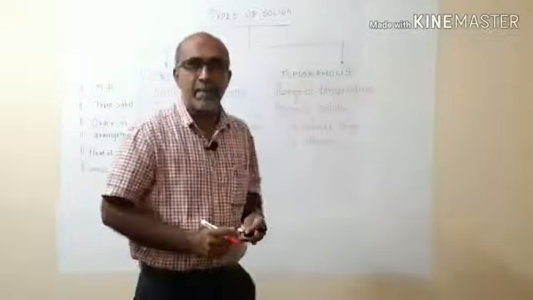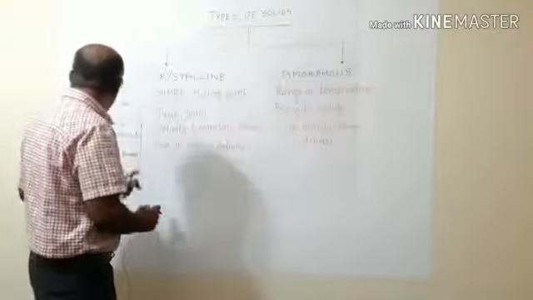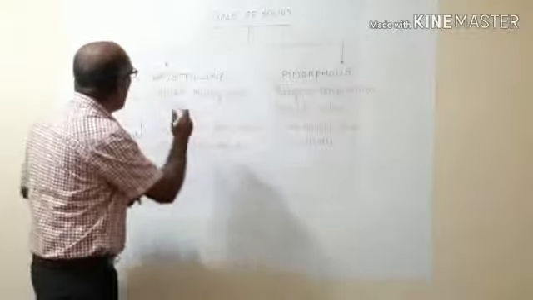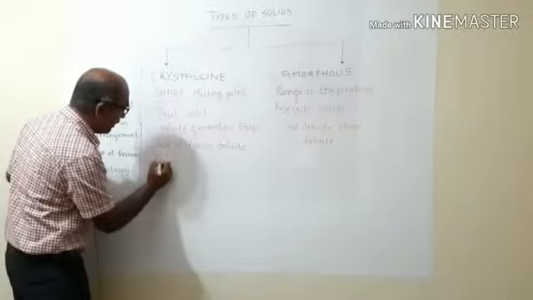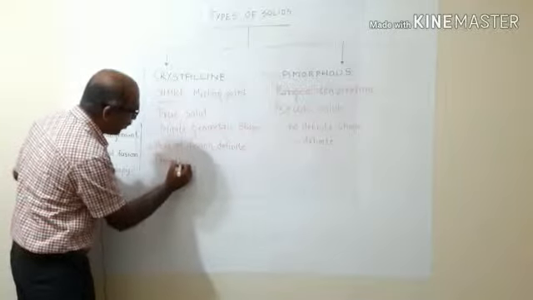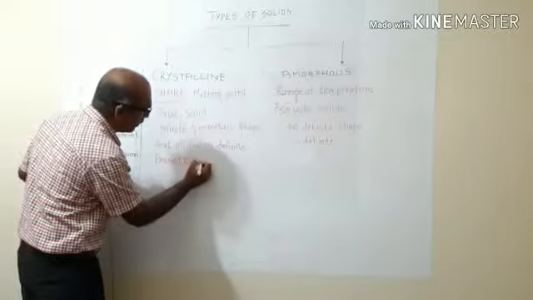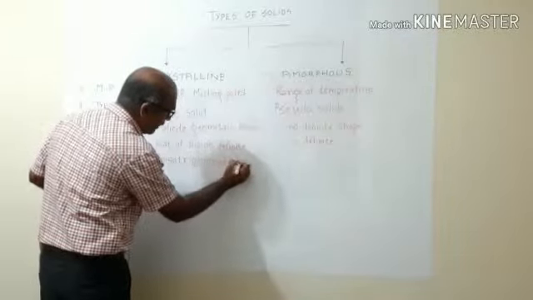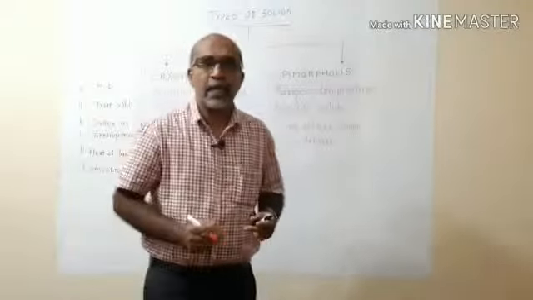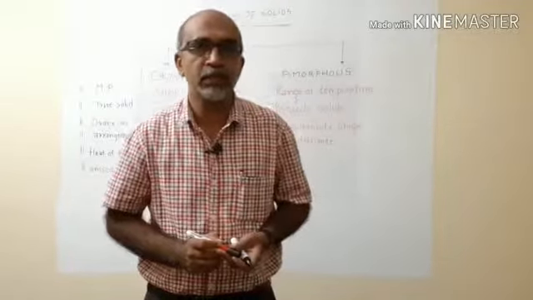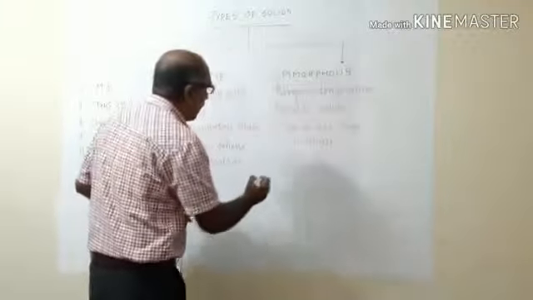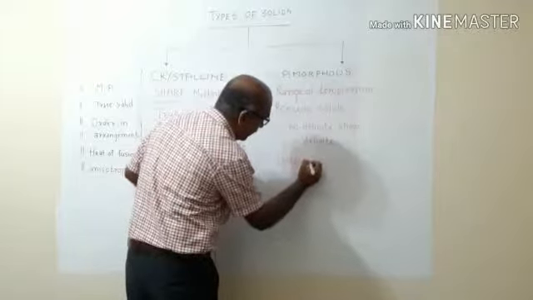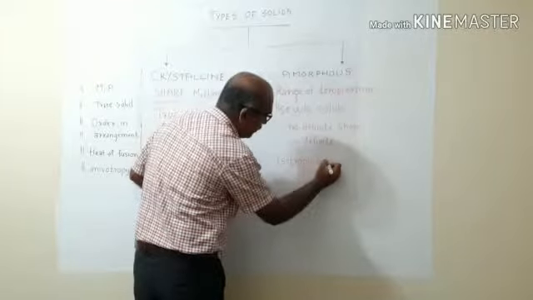Then we will consider the next character, which is called anisotropy. Crystalline solids are anisotropic in nature. What is this anisotropic? And amorphous solids are isotropic in nature.